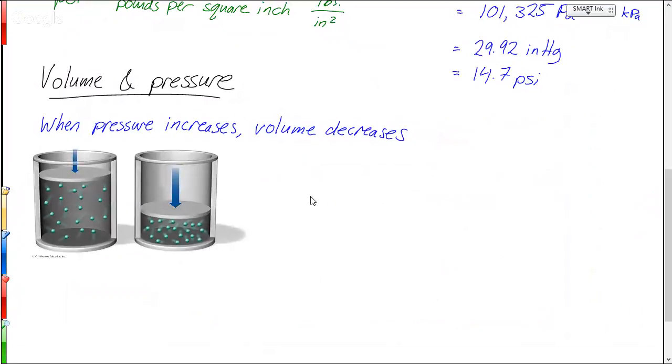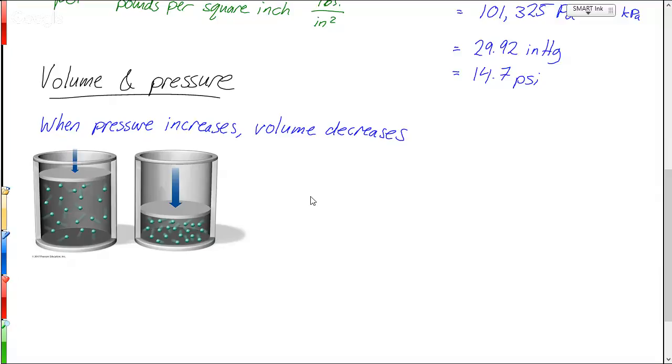Okay. So if you've got a sample of gas, this is kind of like a syringe type model. If you block the bottom, you've got a bunch of gas in there, you push it down, you've got the same amount of gas, but now the pressure is increased and the volume is decreased. The volume has gotten smaller. So we can talk about it that way descriptively, but we can also look at it mathematically.